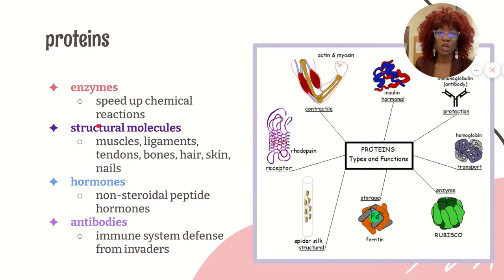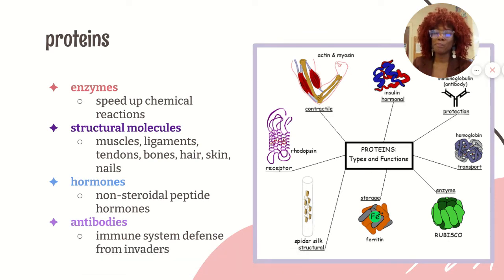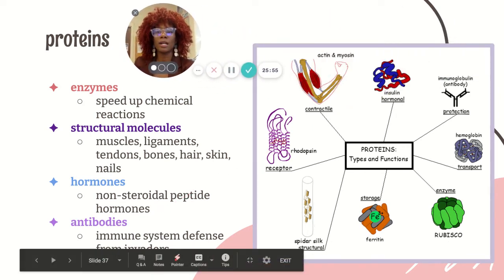There are some proteins that are structural molecules. So such as your muscles, there's two things called actin and myosin. They do that, they claw, and that's how your muscles contract and move. Tendons, bones, hair, skin, collagen, all of that are proteins. Proteins can also be hormones, so non-steroidal hormones are also known as peptide hormones. And the infamous antibodies. Antibodies are actually proteins. They're a class of proteins, and as we know, antibodies are going to be your immune system soldiers. They're going to defend from invaders. They're going to protect you from being sick and whatnot. So they actually are proteins.